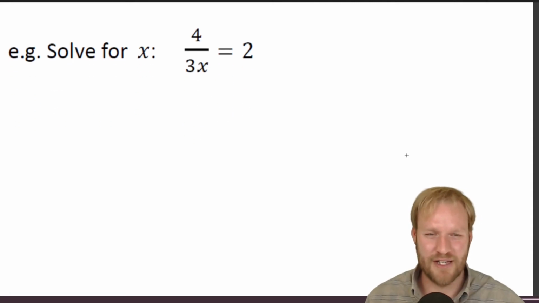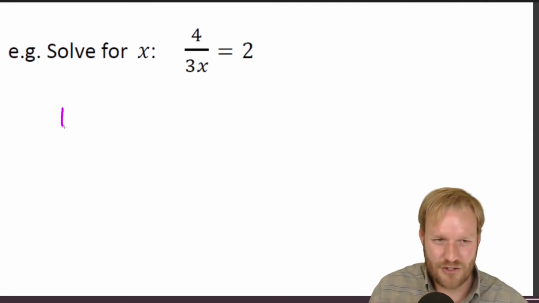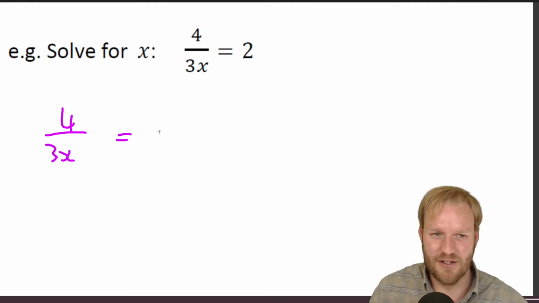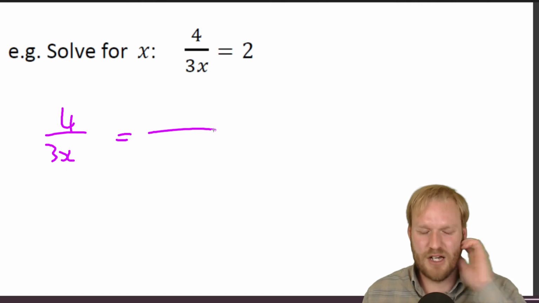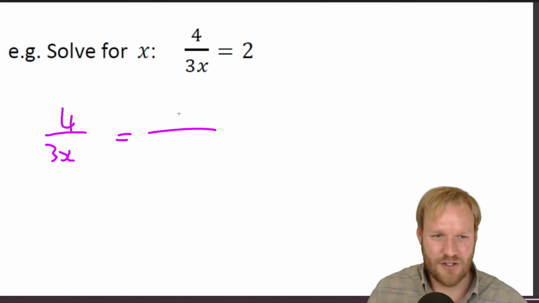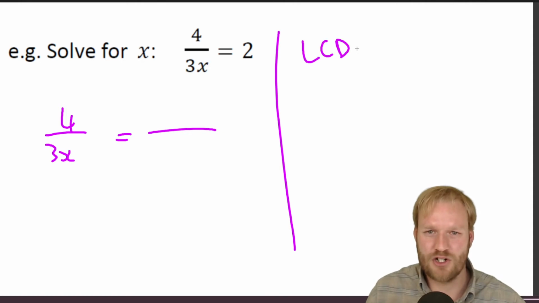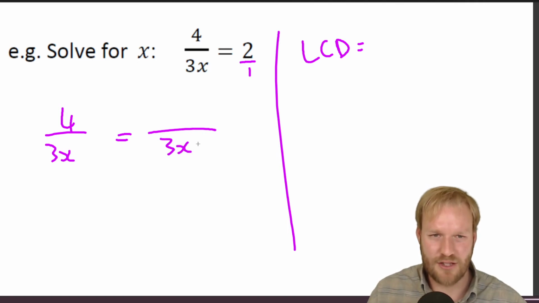So 4 over 3x equals 2. Let's just do this with the strategy we've just used. So the question is, what's our lowest common denominator? Well, if we write this as 2 over 1, then our lowest common denominator is 3x.